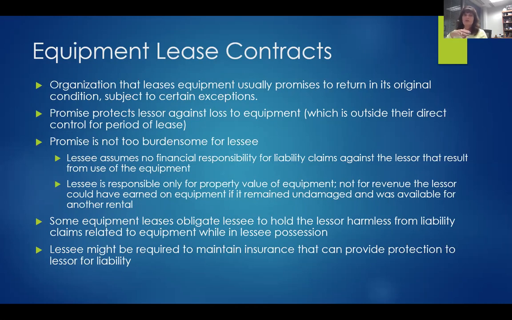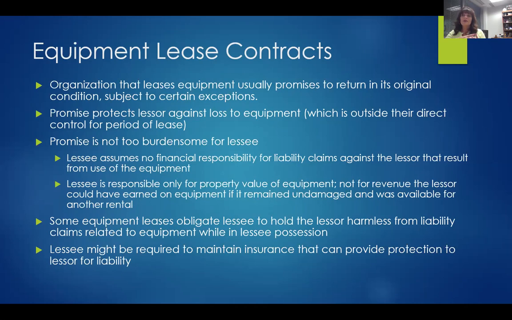So if one of your employees gets hurt with the equipment and they file a claim against you, most likely the lessor is going to say, I gave you the equipment and you need to operate it safely. If you fail to do that, that liability is on you. The lessee might be required to maintain insurance while they're keeping the equipment.